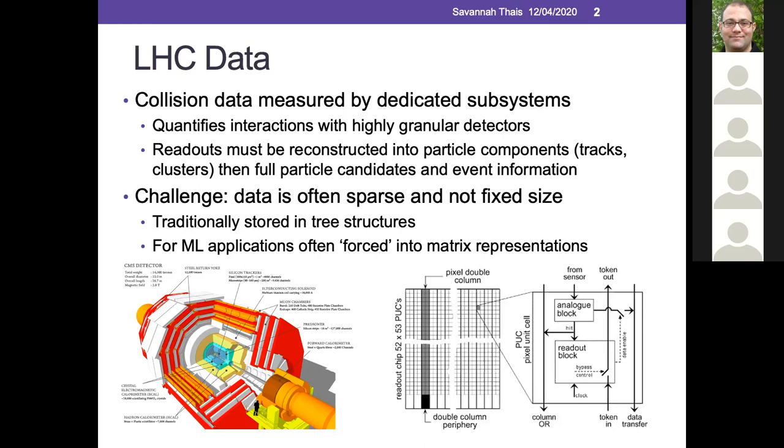But for a lot of ML applications we've looked at initially, we use zero padding or other ways of forcing this data into a matrix representation, whether that's for a standard neural network or a calorimeter image for convolutional neural networks.